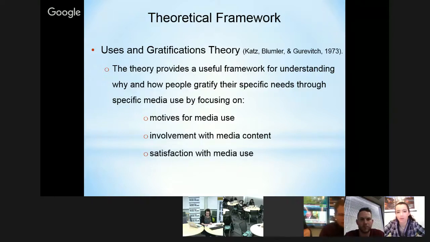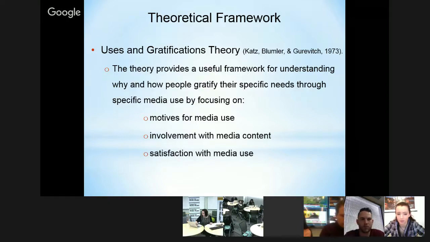And what is their post-exposure activity related to the messages? Do they leave messages? Do they engage in online conversations after they've seen a YouTube video? And finally, the third aspect that's looked at through uses and gratifications theory is satisfaction with media use.